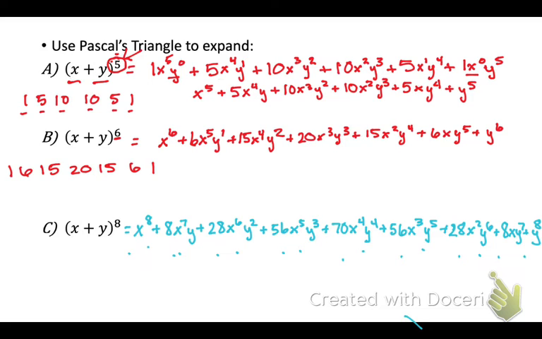Okay, when you're done, go back and make sure all your exponents add to 8. That's a good check, right? Because sometimes you get mixed up. You're putting the X's and Y's and ups and downs, and usually sometimes in the middle you go backwards.